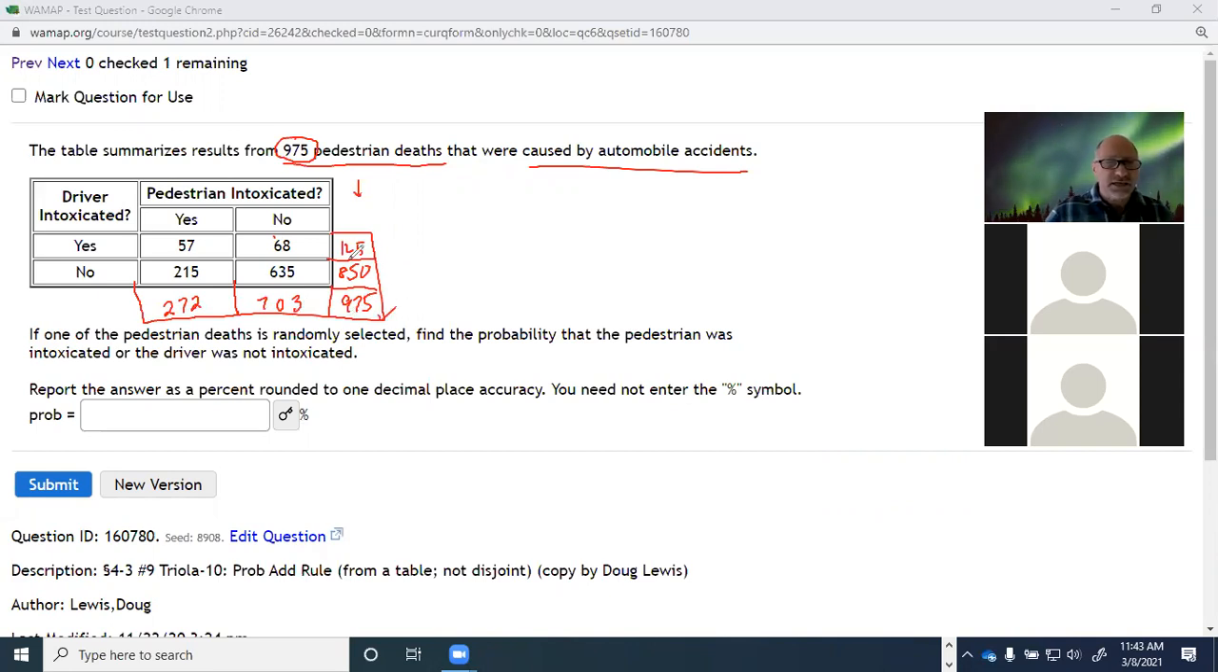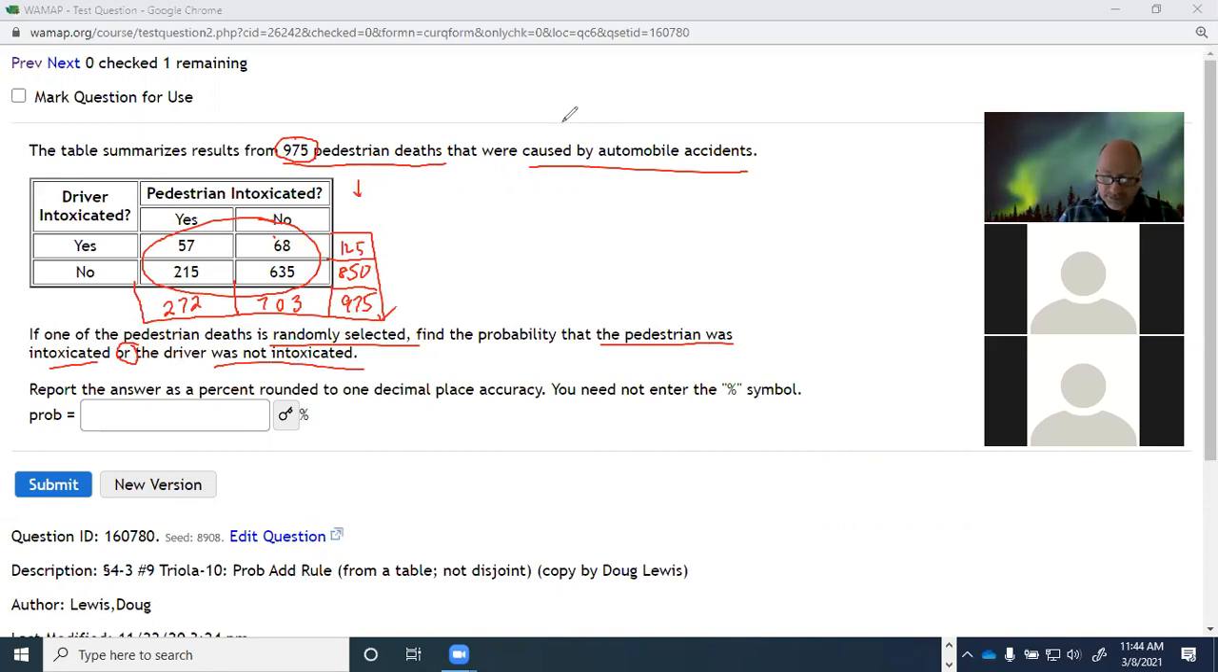I just want you to see that this is what our previous charts were looking like. And if you didn't have those numbers, you can just complete the chart if you want. So anyway, it says, if one of the pedestrians' deaths is randomly selected, that means any of these have an equal likelihood of getting picked, okay? And, oh, any of the pedestrian deaths, all these are where a pedestrian died. Find the probability that the pedestrian was intoxicated or the driver was not intoxicated.